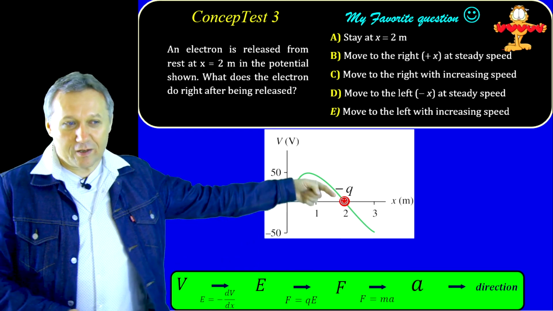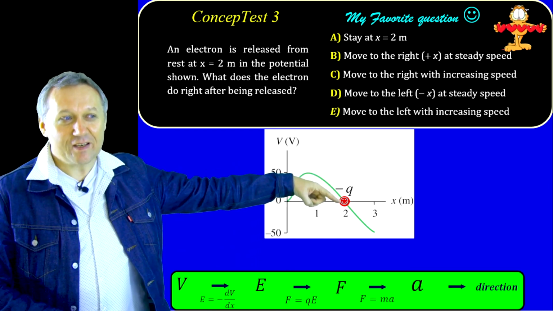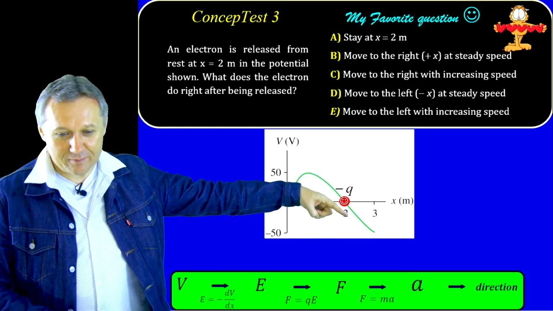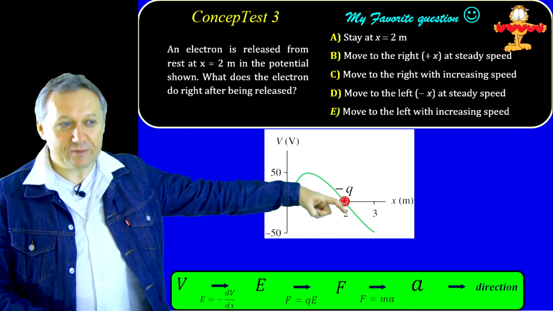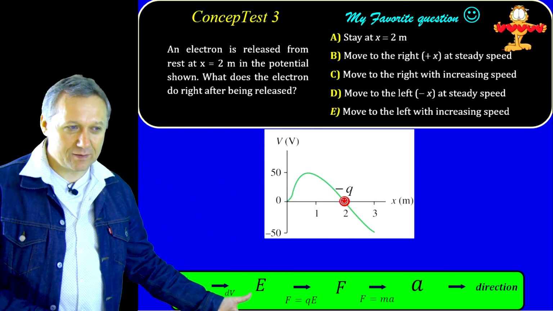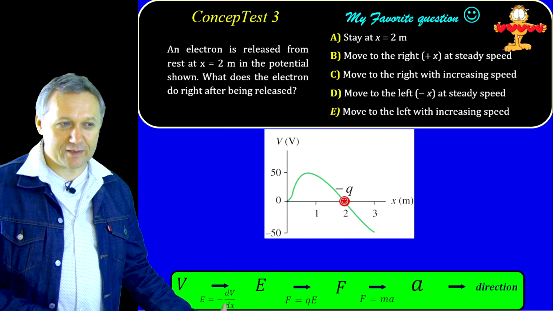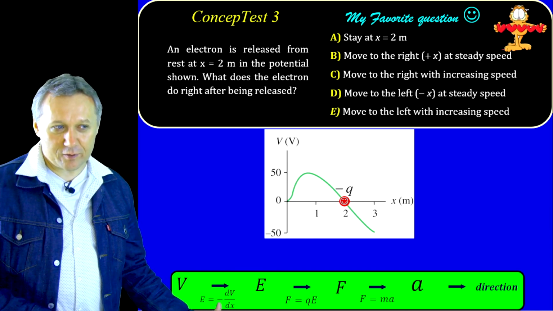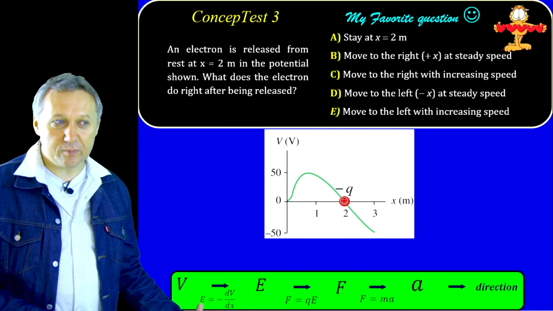By looking at the curve, we can tell that the slope of this curve is negative. dV over dx is negative. And since we have a minus in front, it means that the electric field is going to be positive.